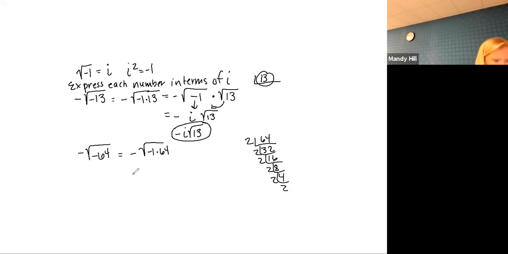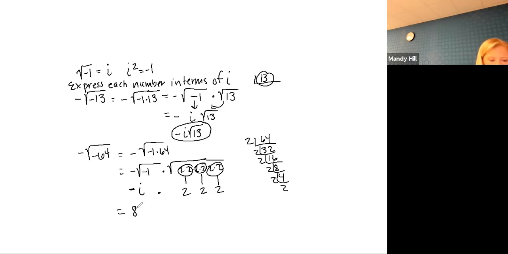And divide that completely out so that we have negative square root of -1 times the 64 part, which is going to have 6 2's. So our final answer would be negative i, because square root of -1 is i. And then we've got one pair of 2's that we could pull out, another pair, and one last pair. So when you multiply all this together, 2 times 2 times 2 would give you 8. Bring this negative down, and usually the i goes in the back of the term.